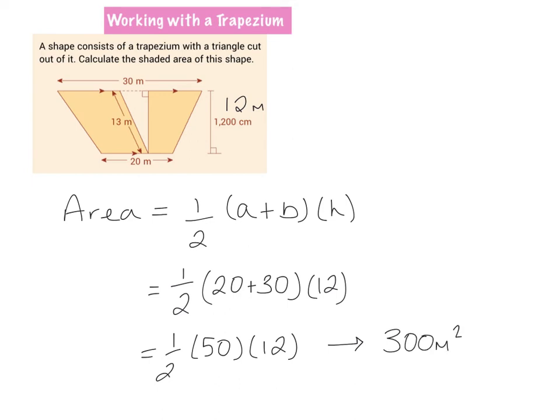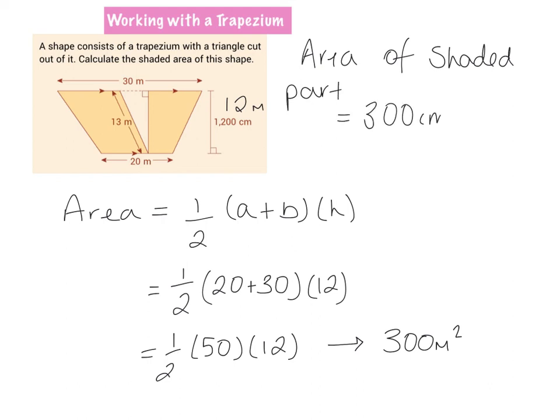Now if we know that 300 meters squared is the full shape, and we know that 30 meters squared is the triangle, the area of the shaded part is equal to 300 centimeters squared, take away 30 centimeters squared, which will give me 270 centimeters squared. And that's that answer fully completed.